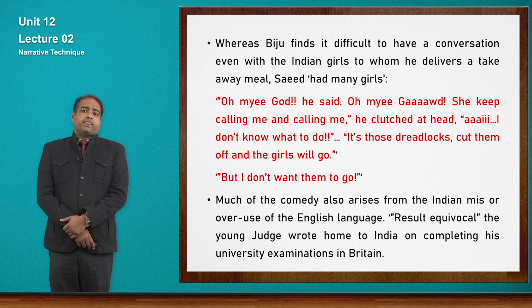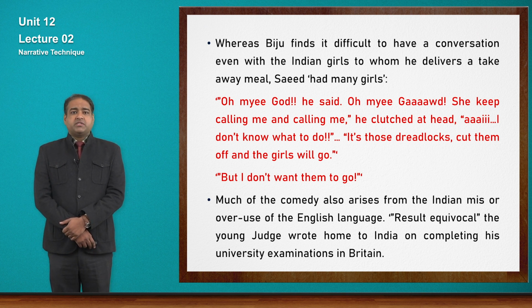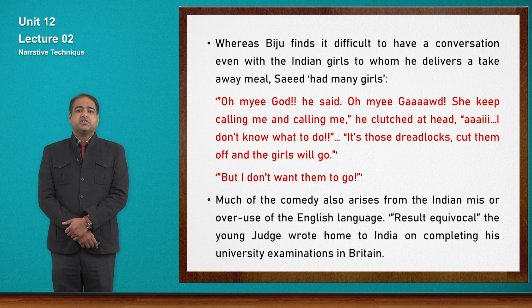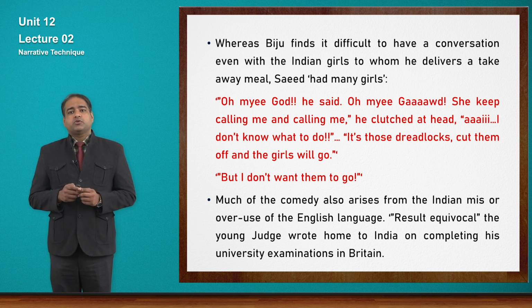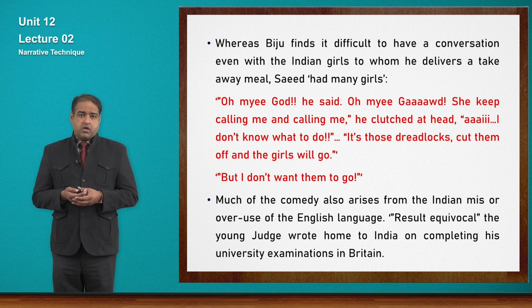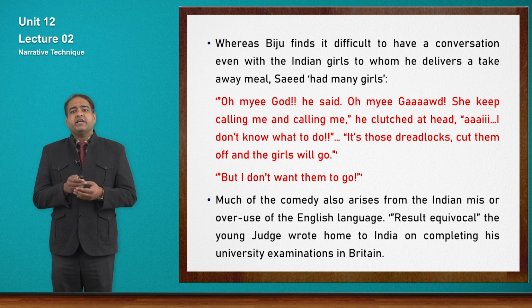Much of the comedy also arises from the Indian misuse or overuse of the English language. "Result equivocal. A young judge wrote home to India, completing his university examination in Britain." Friends, there are other examples also in the story where we find the misuse or overuse of English language. Take for example, when the judge was studying in England and his result was out, he sent a letter to his father with the message: result equivocal.